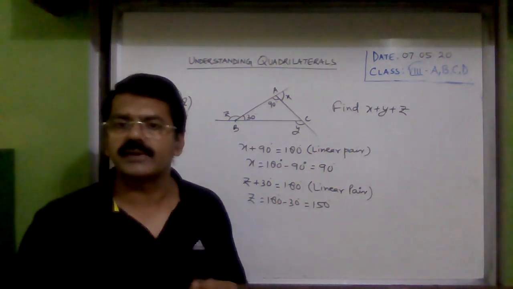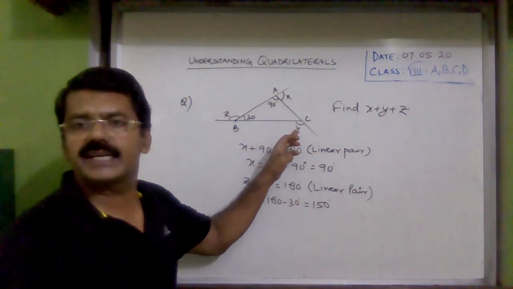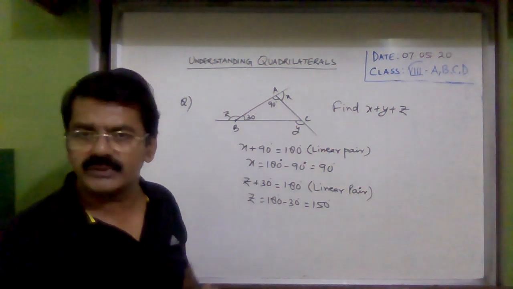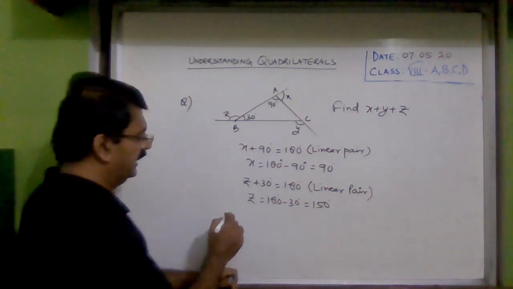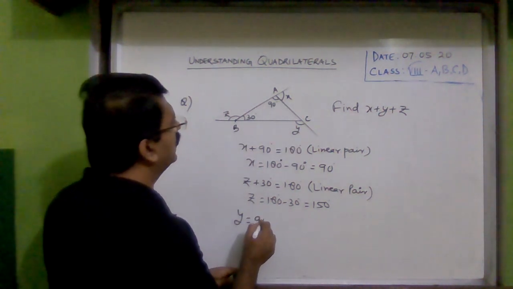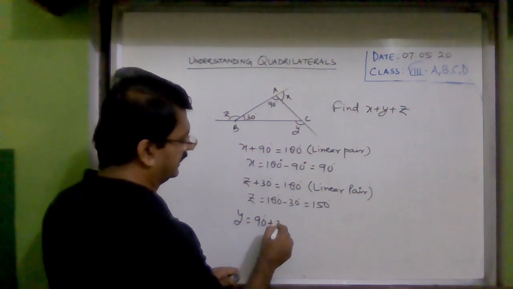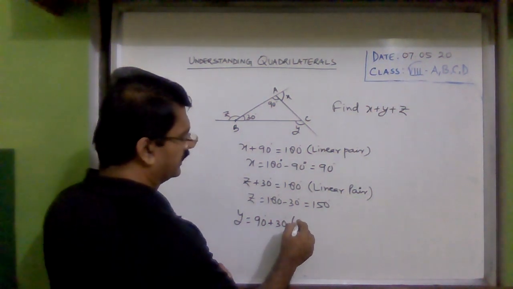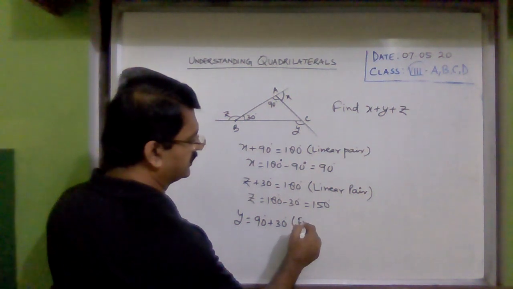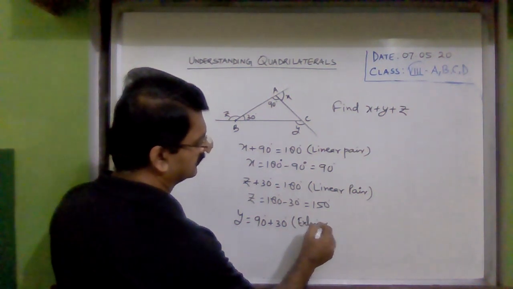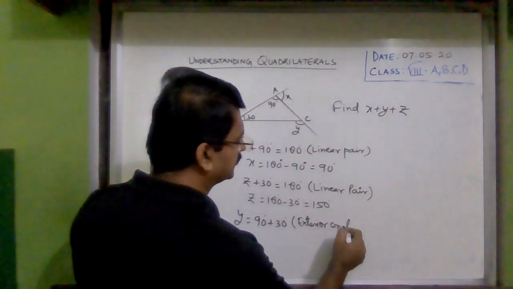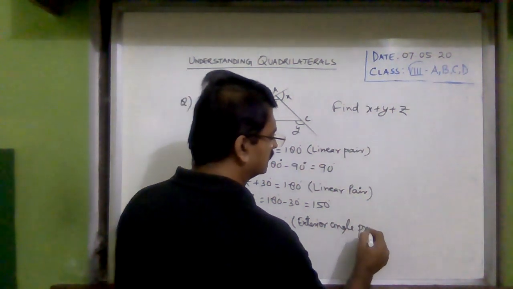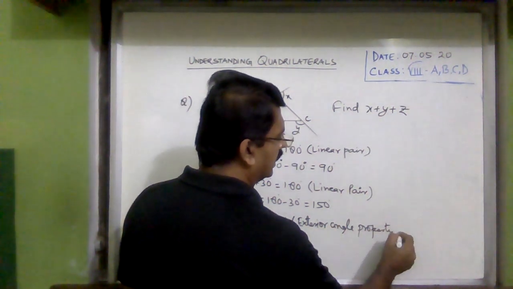Now you know that in a triangle, any exterior angle is equal to the sum of the opposite interior angles. In that way, Y will be equal to 90 plus 30. The reason you write is exterior angle property in a triangle.